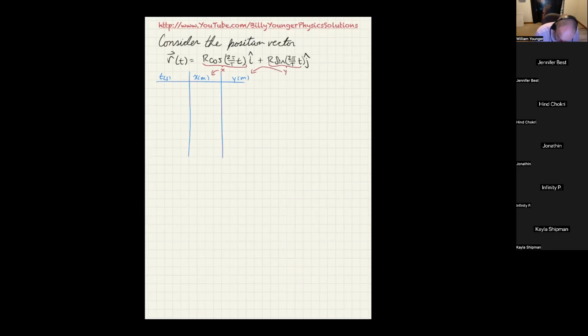What I'm asking you to do is fill this out for t equals 0. Notice when t equals 0, I get 2 pi times 0 over T, which is still 0. The cosine of 0 is 1. So I get r for the x. When I put t equals 0 in the y term, I get sine of 0, which of course is 0, times r, which of course is also 0. And in case you guys are a little rusty on this, I highly recommend you committing these to memory for the rest of your life.